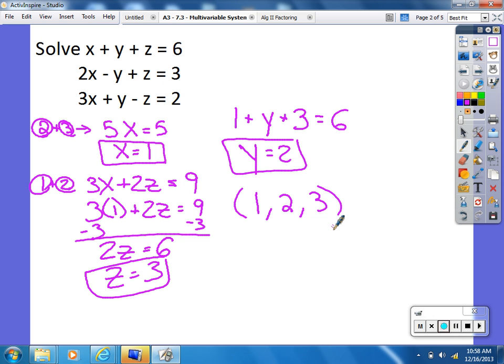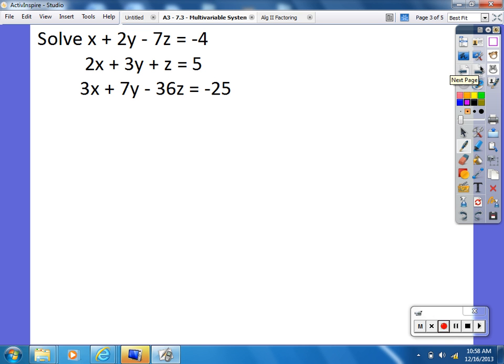That one again was an easy one because everything canceled, right? Let's do a little bit of a harder one. Take a second, copy that down. So like I said, this one's a more difficult one because things aren't going to cancel right away. In fact, if I try to add any two of these together, none of the letters are going to cancel yet. So you have to pick, what letter do you want to get rid of first?